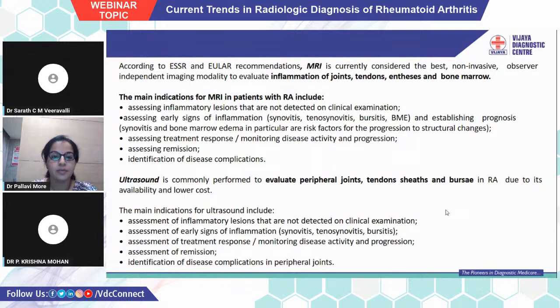synovitis and bone marrow edema in particular, which are risk factors for progression to structural changes, assessing treatment response and monitoring disease activity and progression, assessing remission, and identification of disease complications.